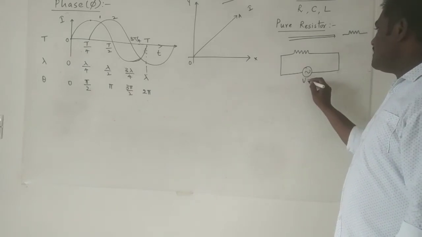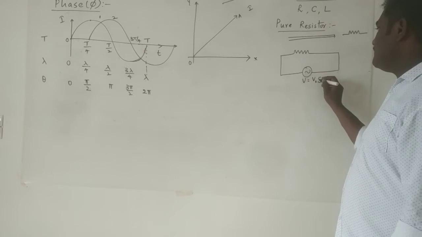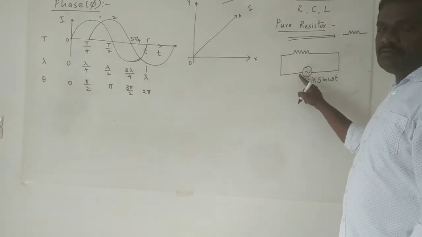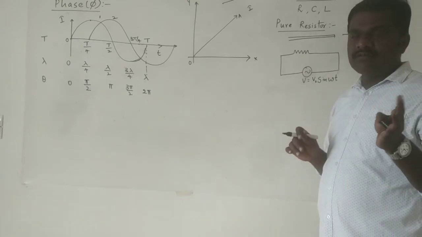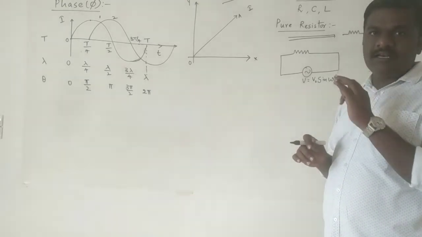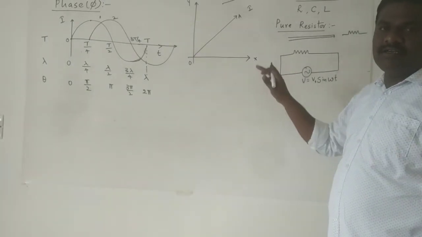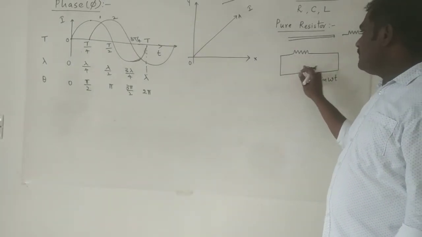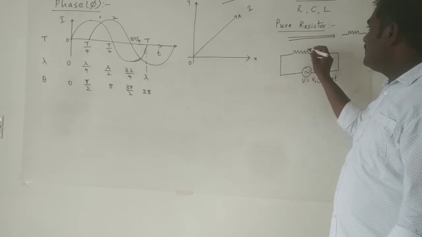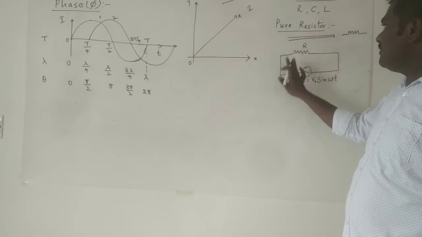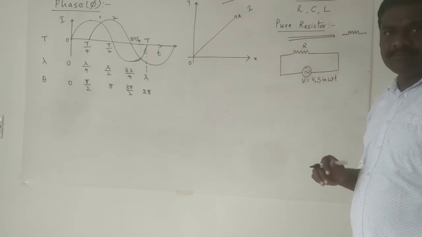Its instantaneous voltage is taken as V is equal to V0 sin omega t. So make sure, unlike DC circuits, you should not give any arrow mark indication because there is no polarity. Current direction should not be mentioned. No plus and no minus symbols. Only just labeling the diagrams. See, that's a pure resistor. So this is a circuit which contains a pure resistor.